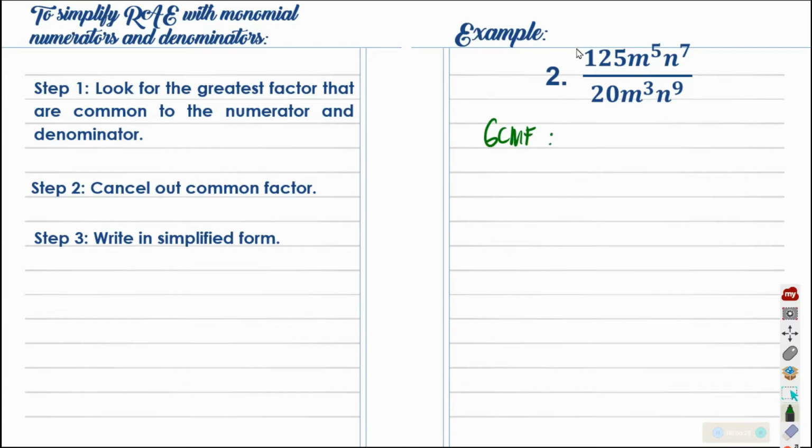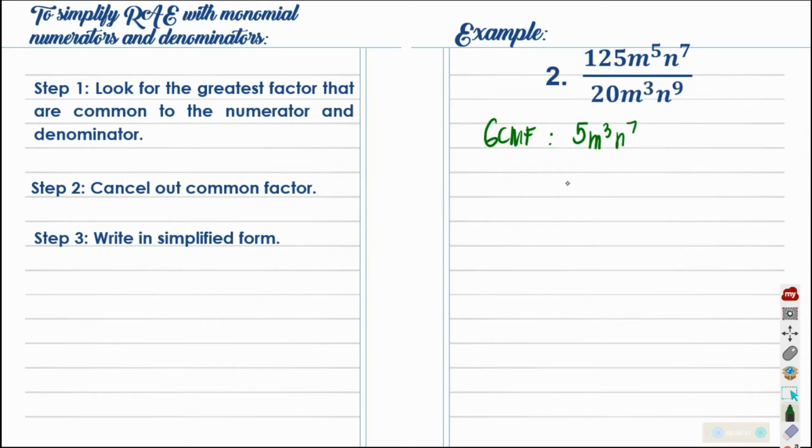Among the numerical coefficients 125 and 20, ang greatest common factor lang natin ay 5. Among the variables, we have m to the 5th and m cubed. Alin ang may least exponent? We have m cubed. And then n to the 7th and n to the 9th power, the GCMF is n to the 7th power. Now, we're going to cancel this out of our numerator and denominator.